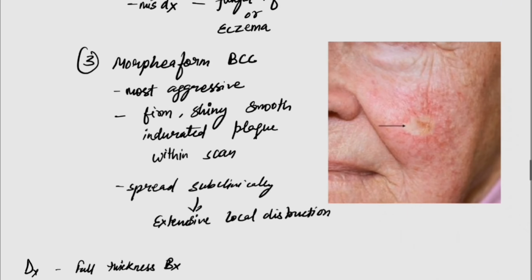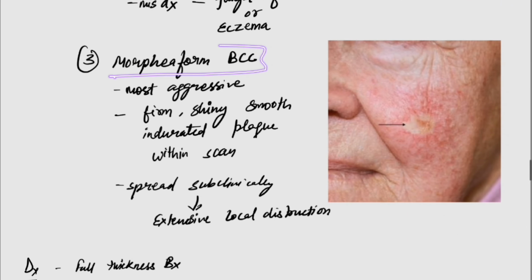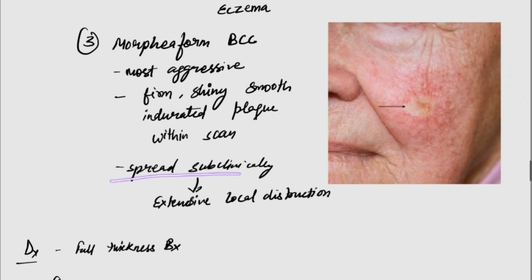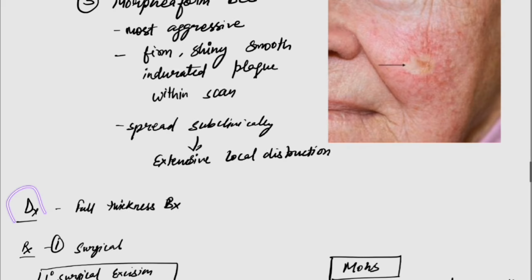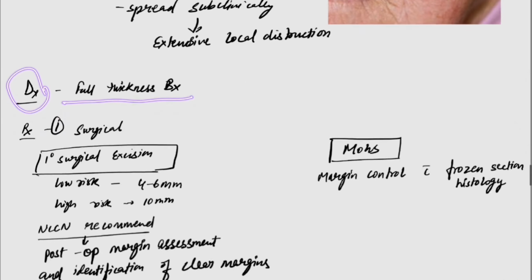Now coming to the morpheaform basal cell carcinoma, it is the most aggressive type. Here there is a firm, shiny, smooth, indurated plaque within the scar. This is the plaque. It spreads subclinically. There is extensive local destruction underlying. Diagnosis is by full thickness biopsy.